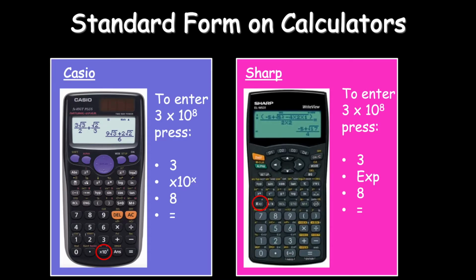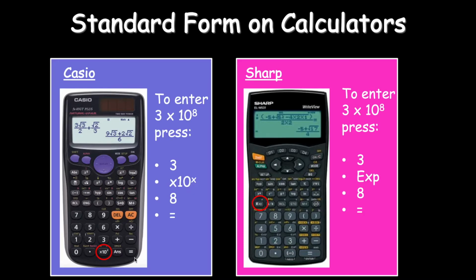So the standard form on a calculator depends if you have a Casio or a Sharp. I know some of you have other types of calculators, but there's so many different types out there. I've just focused on the main 2. If you're going to be entering the standard form number 3 times 10 to the 8, you would type the number 3, then press this times 10 to the 8 that I've circled in red here, and then put the 8, and then press equals.